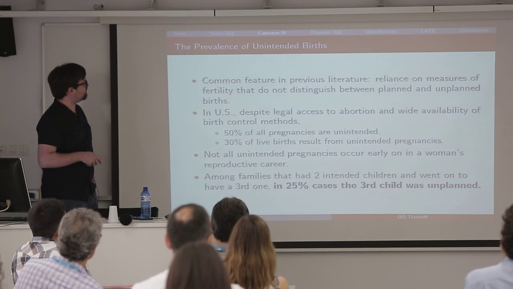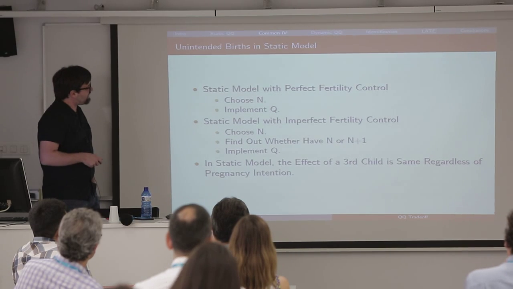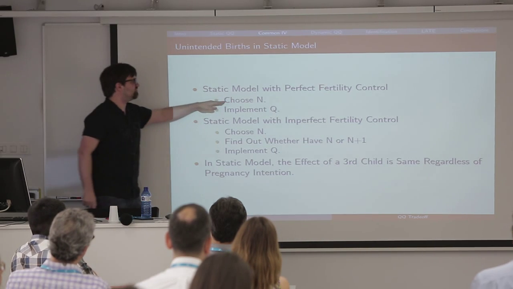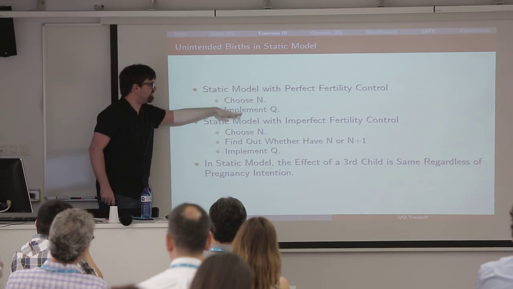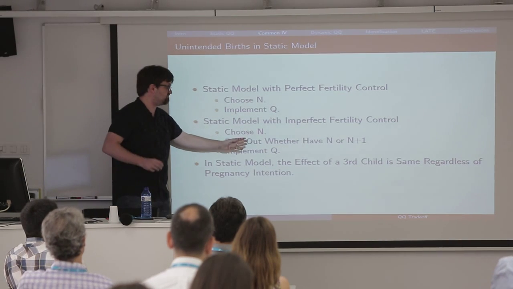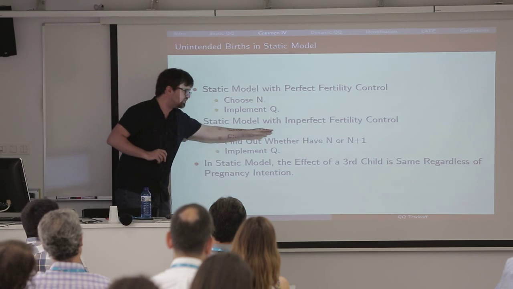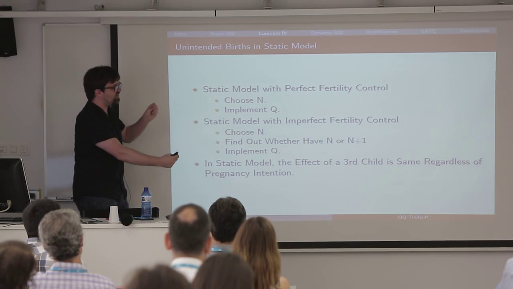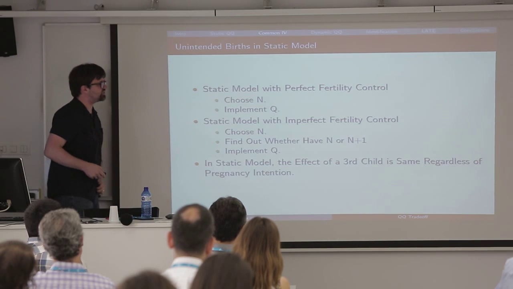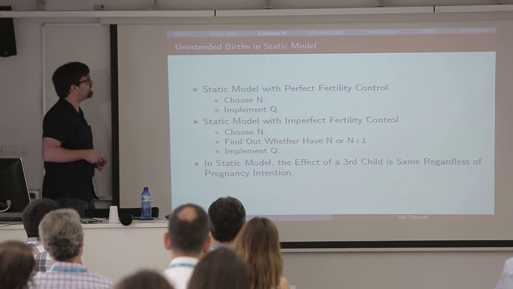So in any event, what happens is in the static model, these unintended births are not very interesting. Why? Because the family chooses N, then implements the Q. And with imperfect fertility control, the only thing that happens is you choose N, and before you implement the Q, someone tells you you have N plus 1. So you still go down the same curve, and therefore, in the static model, the third child, whether it's intended or not, doesn't really matter.